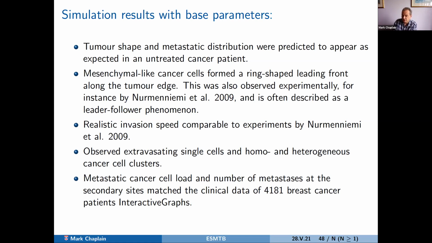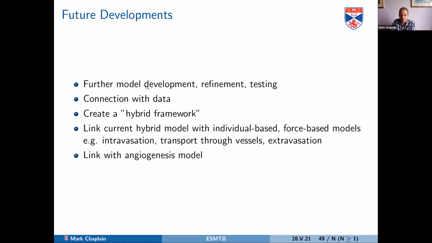We need to focus in on a few places. We need to do some further model development, some refinement of the modeling, parameter sensitivity testing, etc. Again, as we were 20 years ago, we'd like to connect with real data and ultimately help surgeons and give data to surgeons to make more informed decisions to try and make optimal clinical decisions for patients. We've got this hybrid framework.